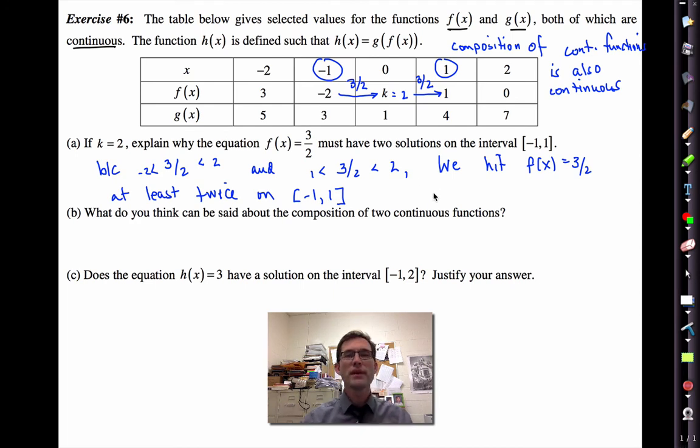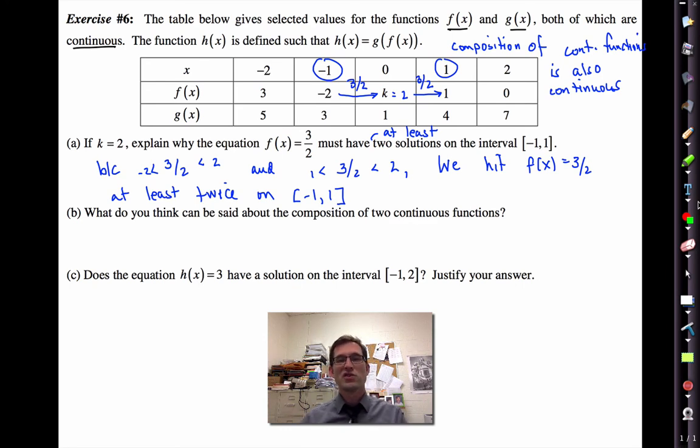This is actually a poorly worded problem. I really should say, if k is equal to 2, explain why the equation f of x equals 3/2 must have at least two solutions. Because for all I know, it hit it again and again and again by doing this kind of business. I just can't tell it in the table.